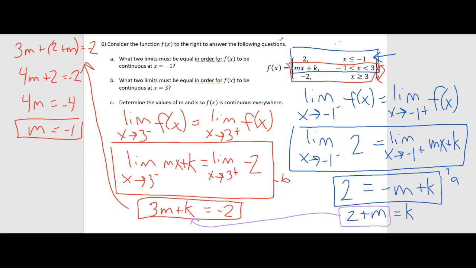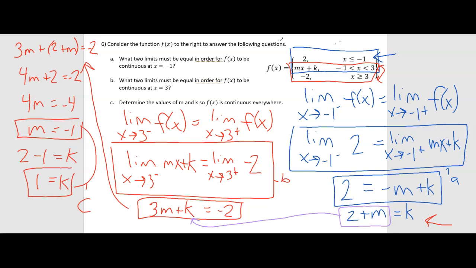If I know what m is, I can substitute back into one of my equations and find out what k is. I'm going to substitute into this one right here. So I have 2 minus 1 equals k, and I get k is equal to 1. So these two answers right here would be my answers to part C.